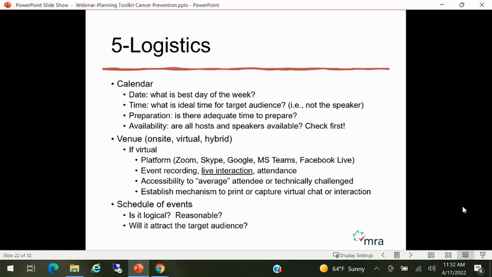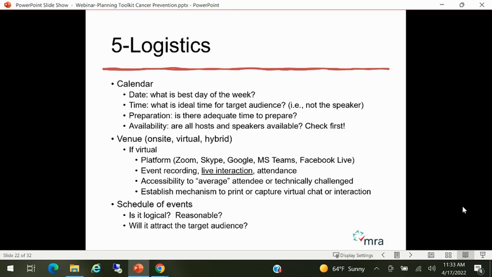Establish a mechanism to print or capture virtual chat or interaction. And I'm going to say this several times because it is so important. I have seen events where everyone assumed that this was possible, but it wasn't planned for ahead of time. And this one element can make the difference of a compliant event or not.